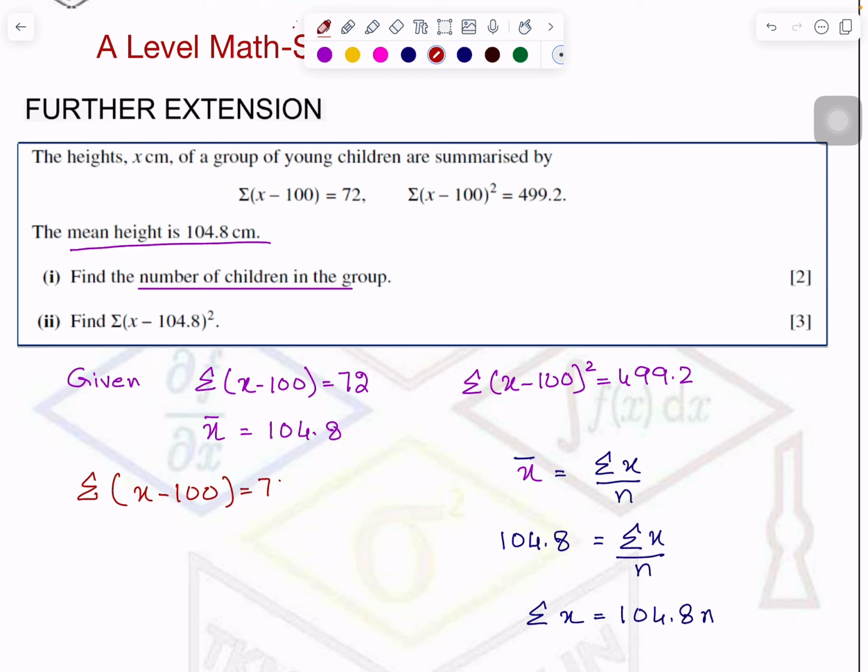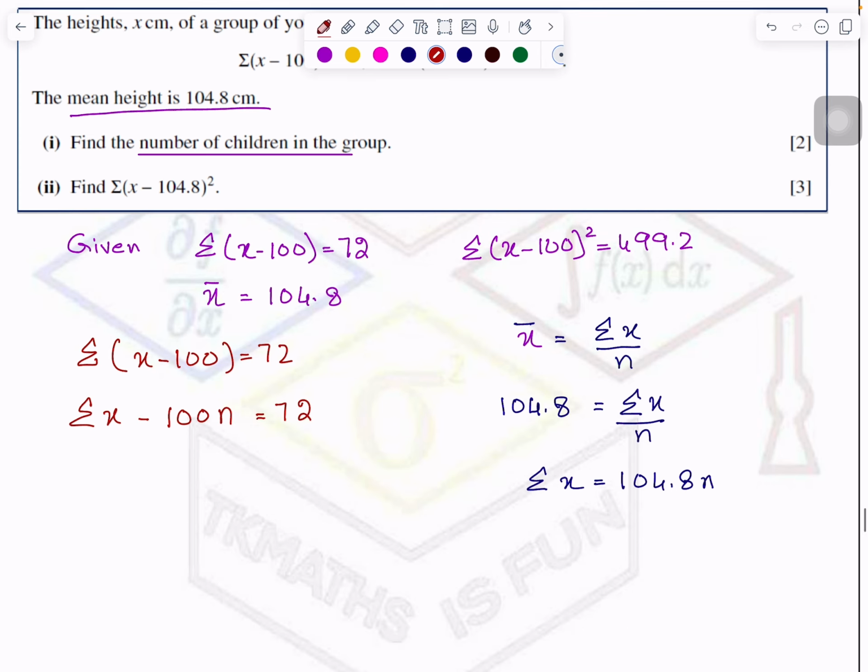Now if I see this, it can be written in the expanded form, which means the sum of all the data minus the total we have subtracted from all the data. Number of data we don't have, it is 100 times n, because we are subtracting 100 from each term. So in total we have subtracted 100 times n. Agreed? So now in place of sigma x, I can substitute 104.8n, which I have taken from here, minus 100n. So it is like an algebraic equation which you can solve to get the value of n.